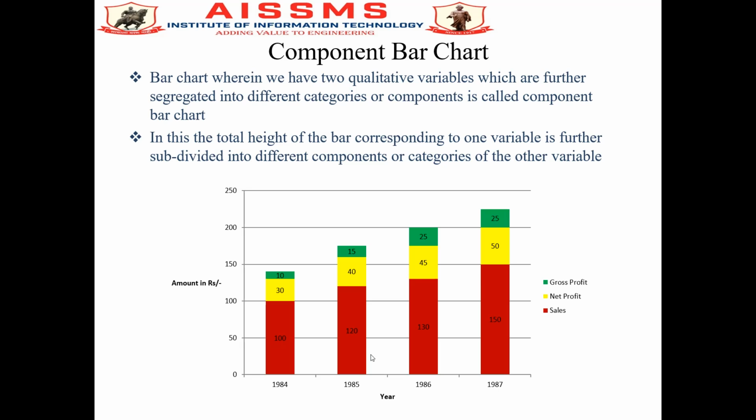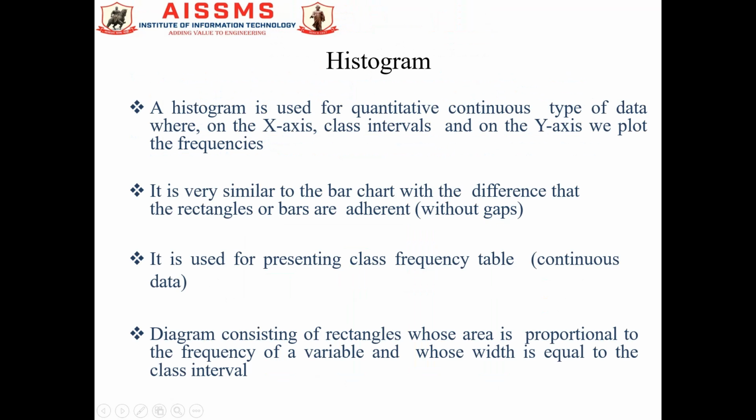of the other variable. Here we can observe that in 1987, what is the sale, then what is the gross profit and what is the net profit. So, using this component bar graph, which are also very eye catchy, we can get various information.